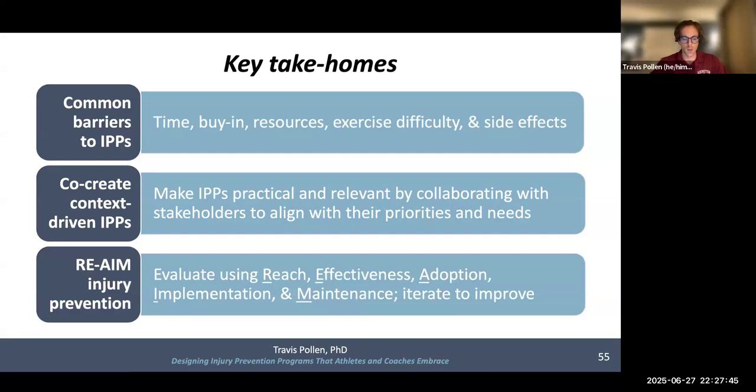And when we do this, this approach will maximize all of those domains of the RE-AIM framework: the reach, effectiveness, adoption, implementation, and maintenance. And that's going to ultimately reduce the injuries that we're seeing. So bottom line here is that we design injury prevention programs that athletes and coaches embrace by creating them all together with the users, designing them to match their real-world context, and supporting them with systems that stick.